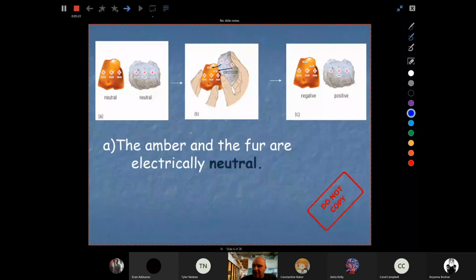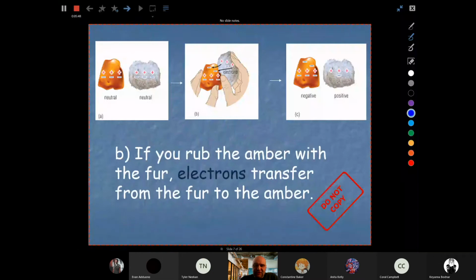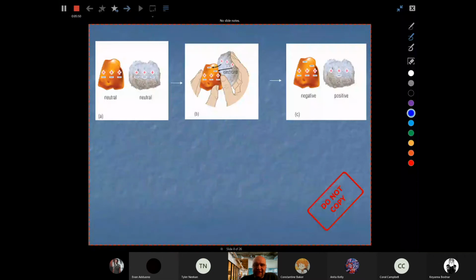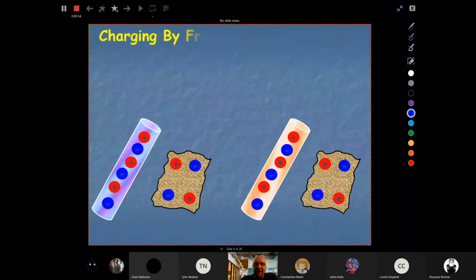So the amber and the fur, everything in this picture, should be neutral. When you rub them together, electrons go from the fur to the amber. So the fur now has a positive charge, and the amber now has a negative charge. Really, it's just counting up the charges. If you rub the amber with the fur, electrons transfer from the fur to the amber, and as a result, the fur becomes positively charged. Fantastic.